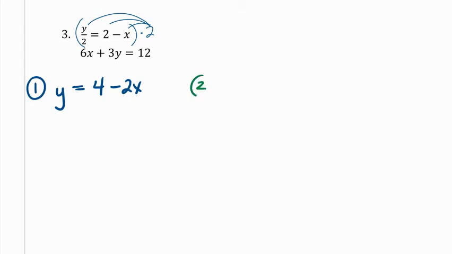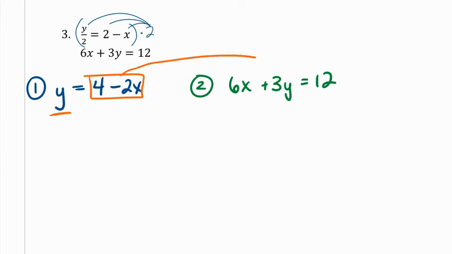So step 2, I'm going to take my other equation, 6x plus 3y equals 12. This says y equals this thing. So I'm going to take that thing and plug it in for what variable over there? Y. Plug it in for y.